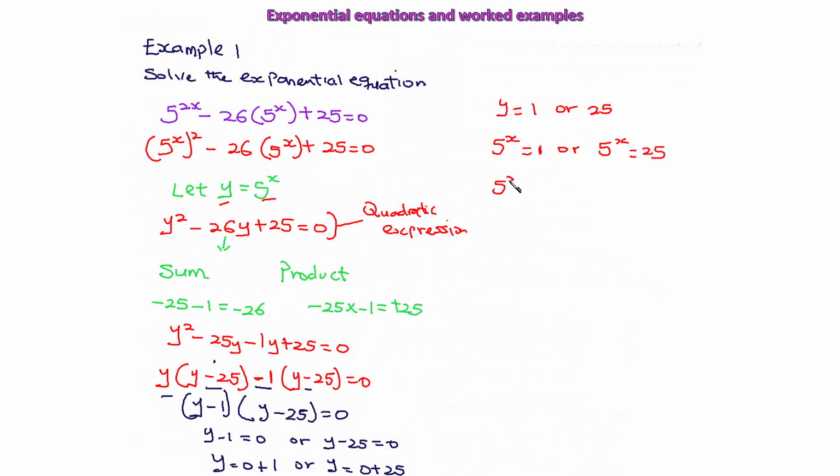Then you have 5 raised to power x is equal to, this is 1. How can we change this back to indices? Remember, anything raised to power 0 is what? Is 1. Now we can say 5 raised to power 0 is 1.